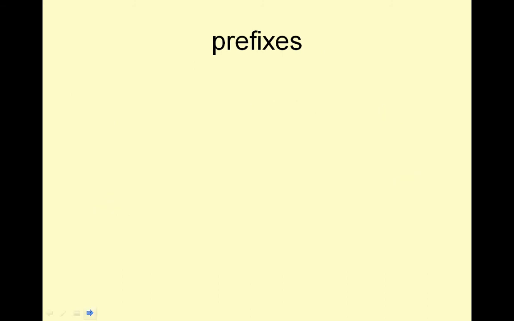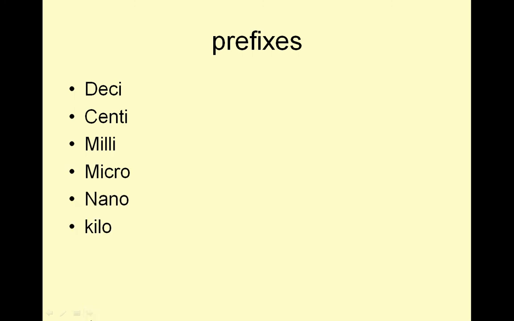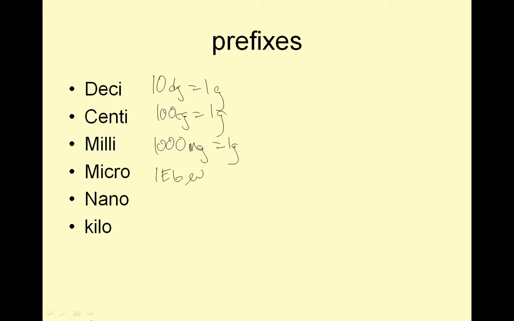Prefixes. We talked about these in class a little bit. Deci, centi, milli, micro, nano. Come on, nano. Come on, kilo. Deci, so 10 decigrams equals 1 gram. 100 centigrams equals 1 gram. 1,000 milligrams equals 1 gram. And this could be anything. 1E6, so 1 million microliters equals 1 liter. Nano is a billion, 1E9. Nanojoules equals 1 joule.